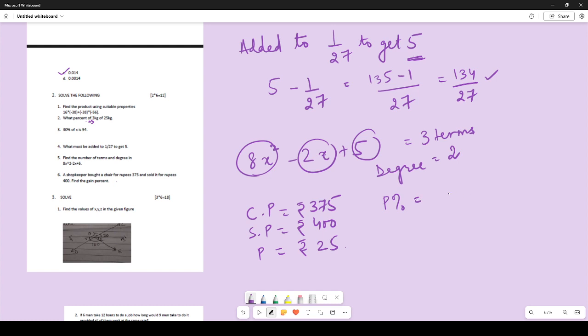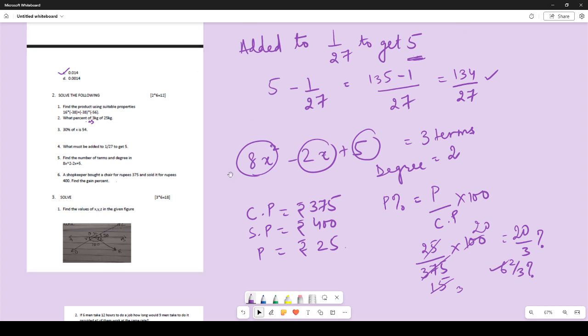You remember the formula for profit percent? Profit percent is equal to profit by CP into 100. So profit is what? 25. CP is what? 375 into 100. So how many times is 25 by 375? Do you know this? This is 15 times, right? 15 times 25 is 375. So what you get over here is 20 by 3% or 6 2 by 3%. You can also write it as 6 2 by 3%. Both of them are equal, right?